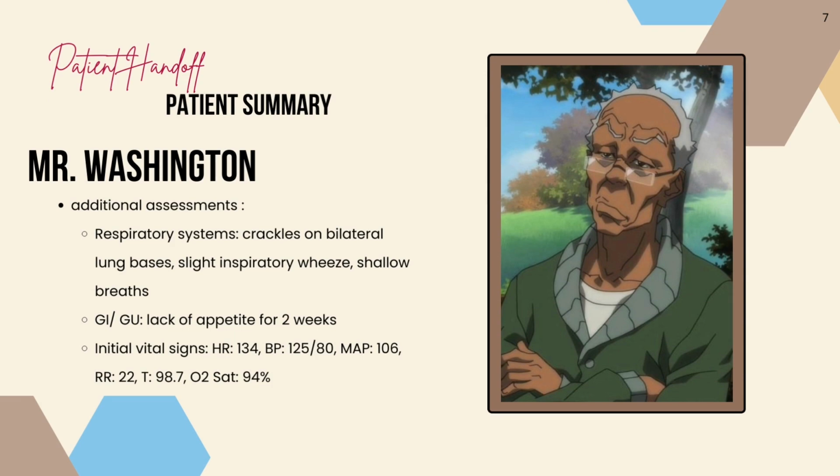Additional assessments for respiratory system are crackles on bilateral lung bases, slight wheezing upon inspiration, and shallow breaths. GI and GU reveals lack of appetite for about 2 weeks. Initial vital signs upon presenting in the cardiac rehab are as follows: heart rate of 134, blood pressure of 125/80 with a MAP of 106, respirations of 22, temp of 98.7, and O2 sat of 94%.